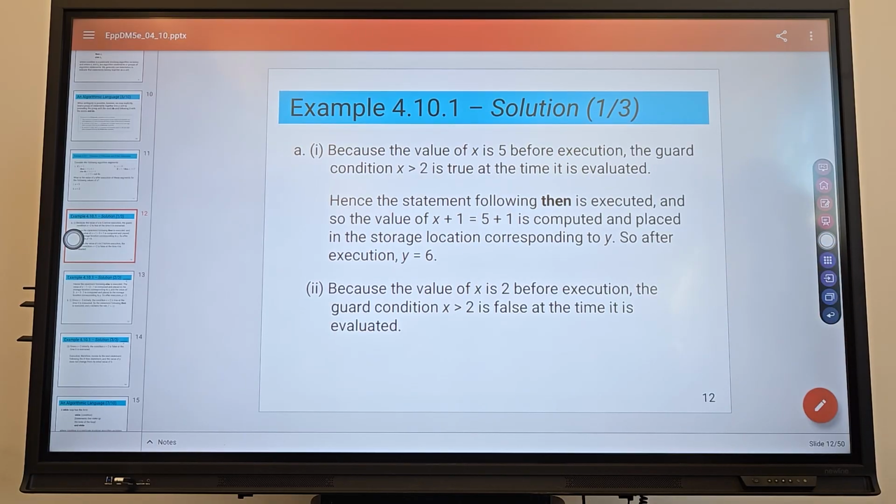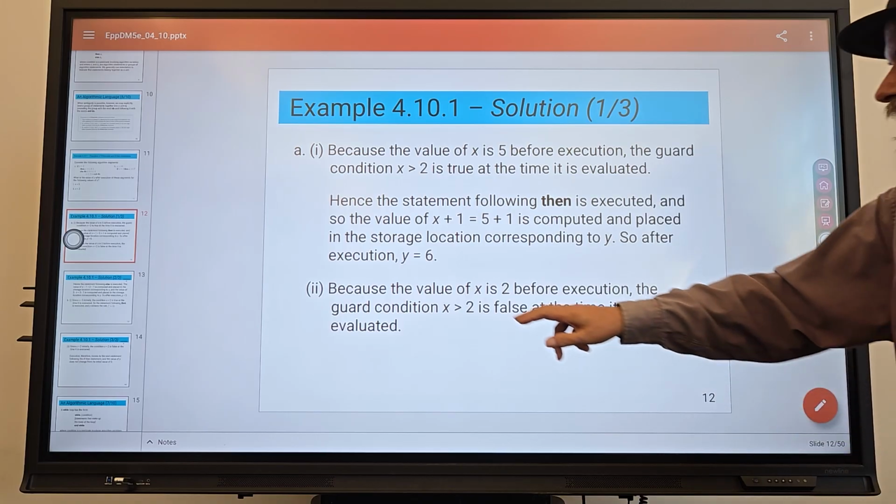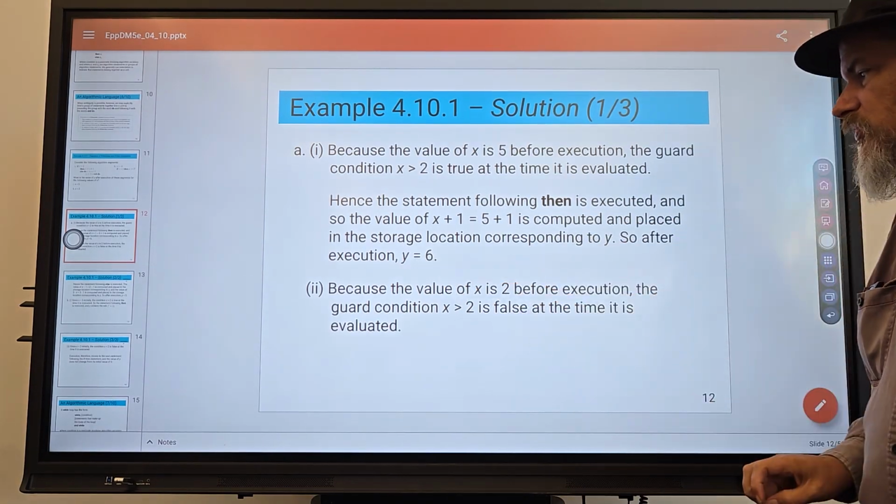Because the value of x is 5 before execution, the guard condition x greater than 2 is true at the time it is evaluated. Hence, y would be equal to 6.